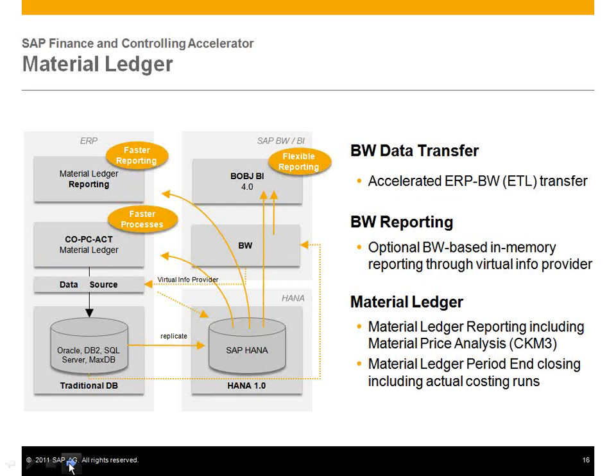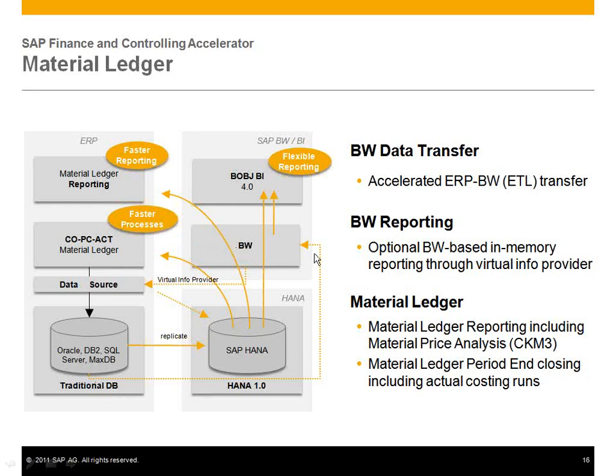The next scenario, the third scenario, is material ledger. So on the material ledger side, we have, again, the faster reporting, the processes in place. We also have the virtual info provider-based solution that allows us for BW-based reporting out of HANA. But we also have another dotted line in here, which goes basically directly from ERP to BW. So in this case, we do reporting, processes, BW reporting, but also a BW transfer.